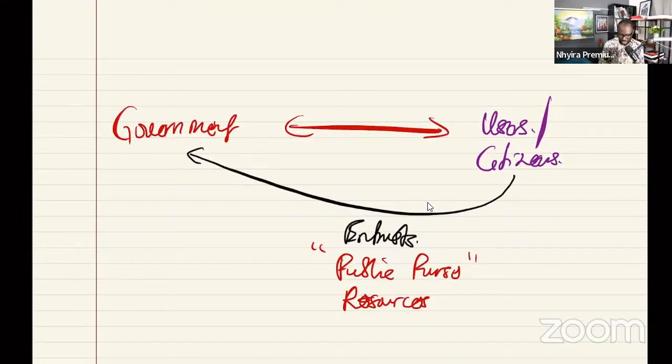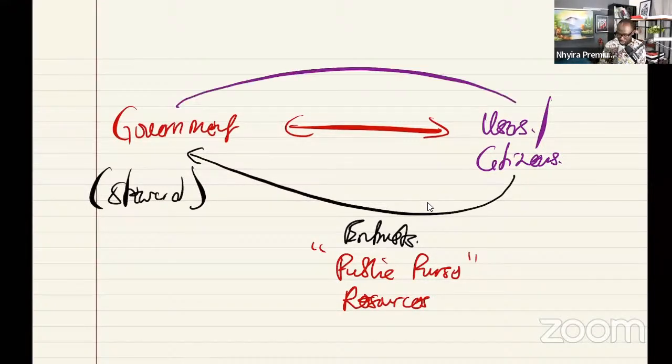So in other words, government then becomes a steward. A steward meaning taking care of these resources and using it for the betterment of the citizens at the end of the day. But then government must show its stewardship to the citizens. That is why accountability is crucial in the public sector.